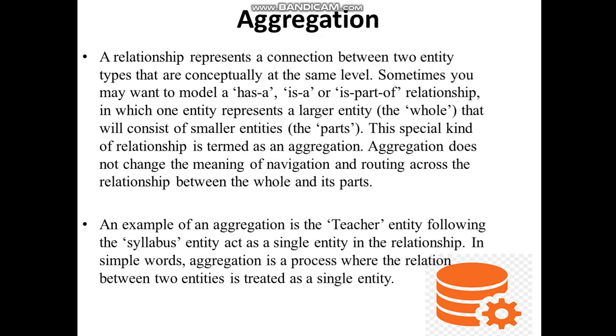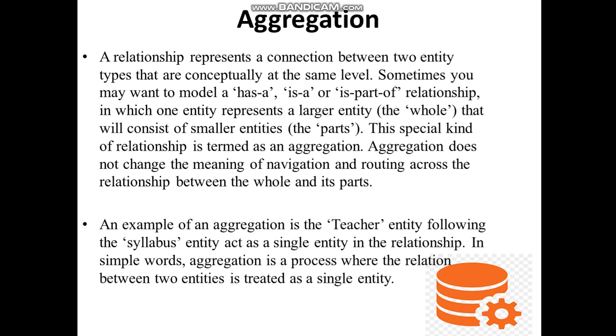Next topic is aggregation. A relationship represents a connection between two entity types that are conceptually at same level. Sometimes you may want to model a has a or is part of relationship in which one entity represents a larger entity, that means the whole, that will contain smaller entities, that means the part. This special kind of relationship is termed as aggregation.